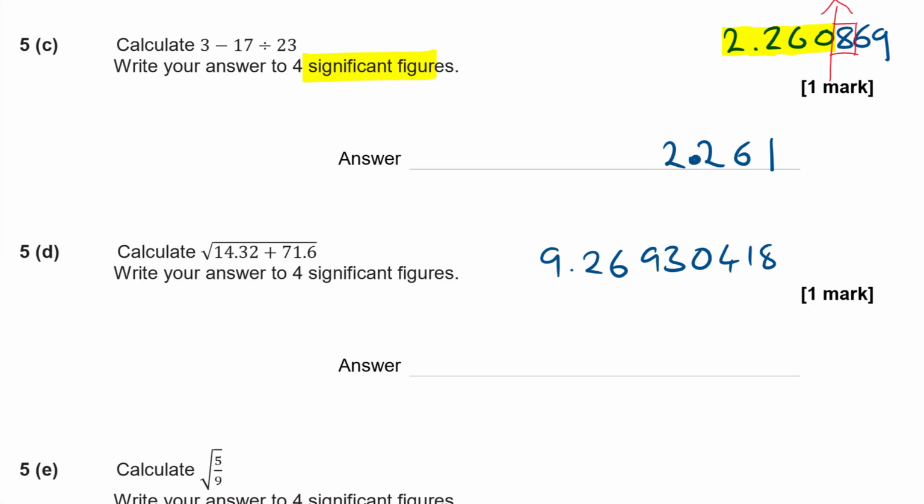9.269304181. Okay, now I need to round this off to 4 significant figures. 1, 2, 3, 4. Okay, so I'm going to round off after that 9. So I'm going to put the cutting line in there. The next digit along is a 3. So 4 or less, let it rest. Just going to keep those digits all the same. So 9269 unchanged in front of the cutoff line, and the decimal point was there.